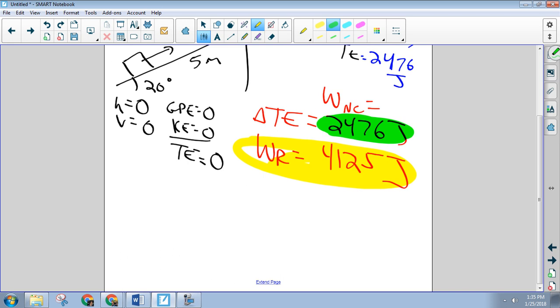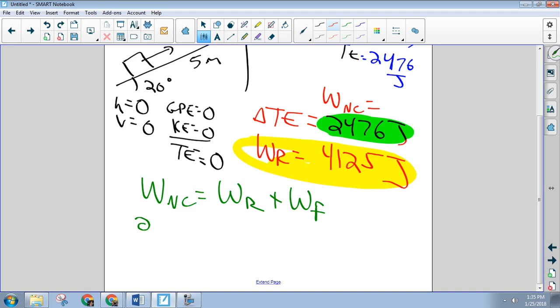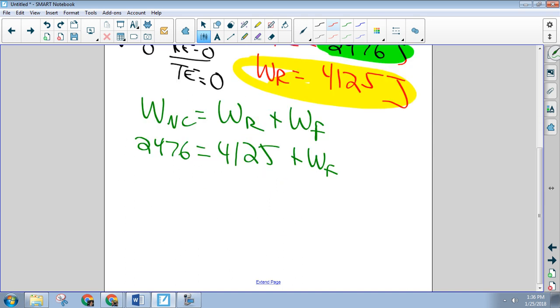Right? Does that make sense? So if you wanted to write it mathematically, it would be this. You'd go, all right, well, the work done by all my non-conservative forces is the work of Roy and the work of friction. So the work of non-conservative forces is the 2476. The work of Roy is 4125 plus the work of friction. So subtract, and you'll find that the work of friction is negative something. I will ask my calculator. 2476 minus 4125, 1649-ish.